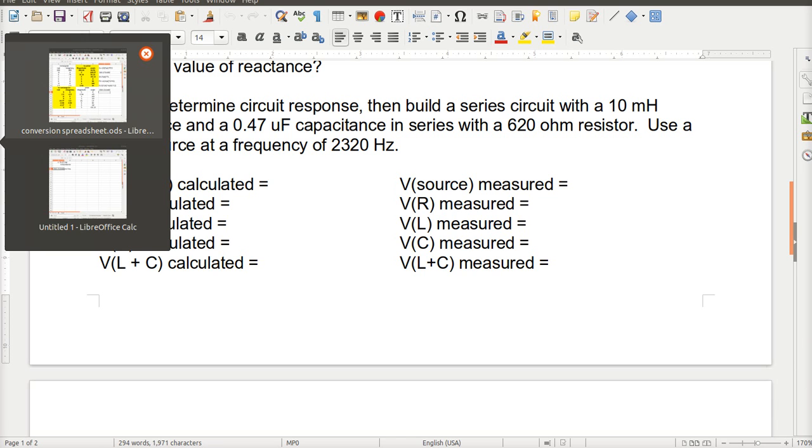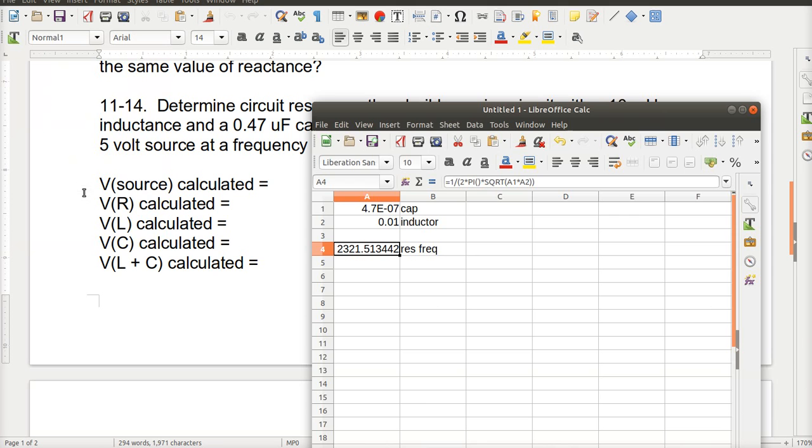I made another spreadsheet, and basically what I've done is I put in the capacitor value 0.47 e to the minus 6, which is 4.7 e to the minus 7 if you think about it, and 10 millihenries. So I got my capacitor and my inductor, and then I've got the formula down here that takes whatever value I put in A1 and A2, and it calculates what the resonant frequency is.